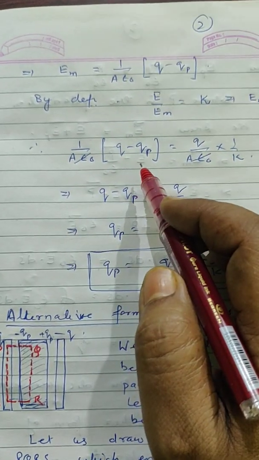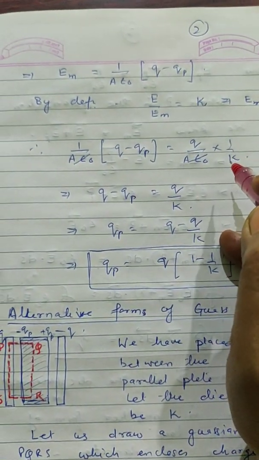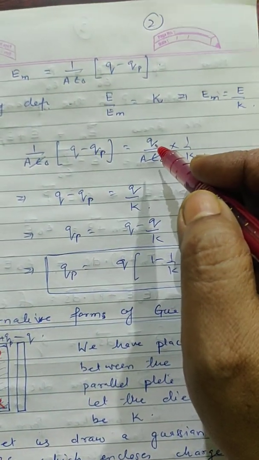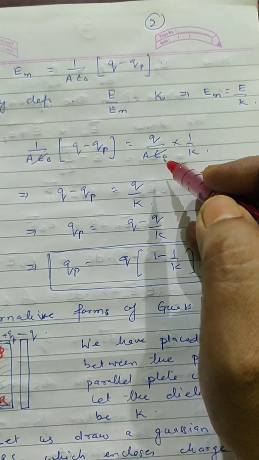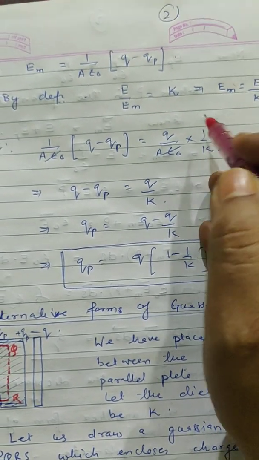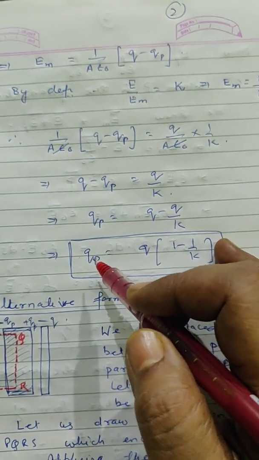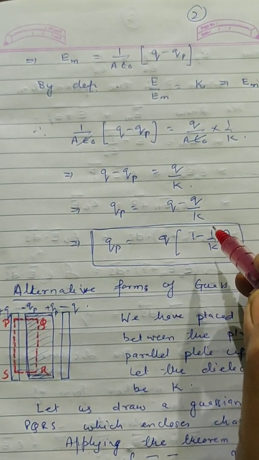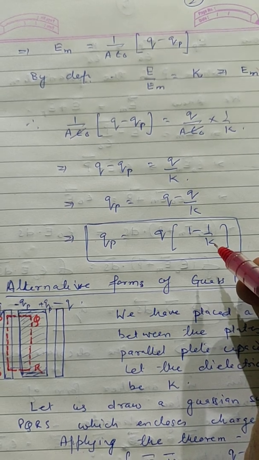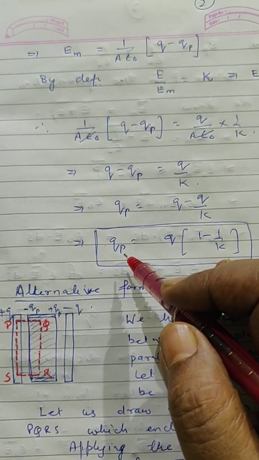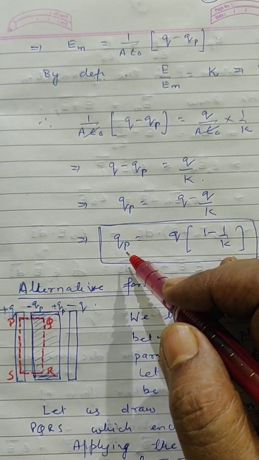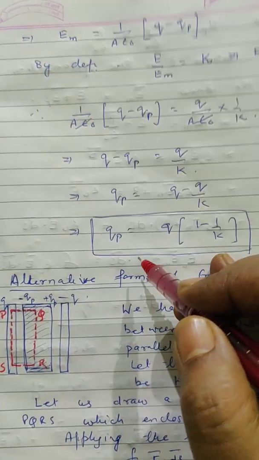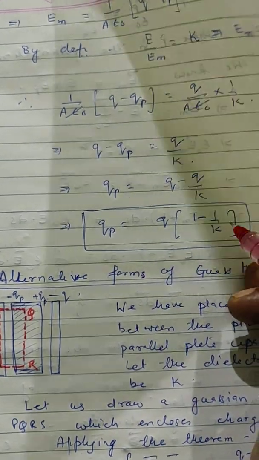I have substituted for EM, and then it is equal to what? It is equal to E by K. So I have substituted for E, which is Q by A epsilon naught into 1 by K. And then on solving, we find that the induced charge QP is equal to Q into 1 minus 1 by K. So the induced charge in the dielectric is different from the charge on the plates of the capacitor. This is going to help you when you solve the numericals of the capacitor.